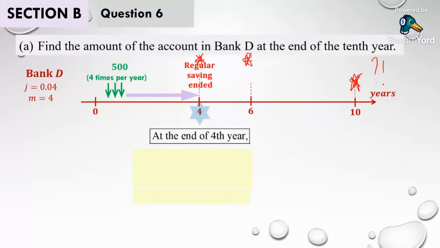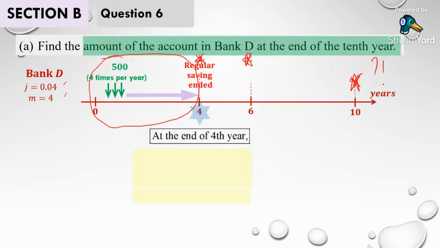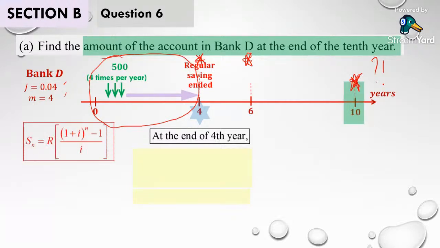So start with the end of the 4th year. What we happen to see is that in this 4-year period here, we have a regular payment of 500, 4 times in a year. And this regular payment in a compound interest rate account relates to annuity. And the annuity that is related here is the future value annuity, the SN. In order to get the answer here, let me use the SN formula, and we try to find the answer accordingly.